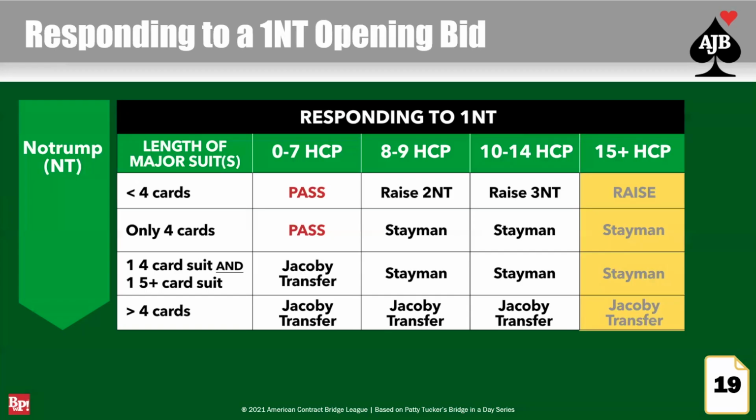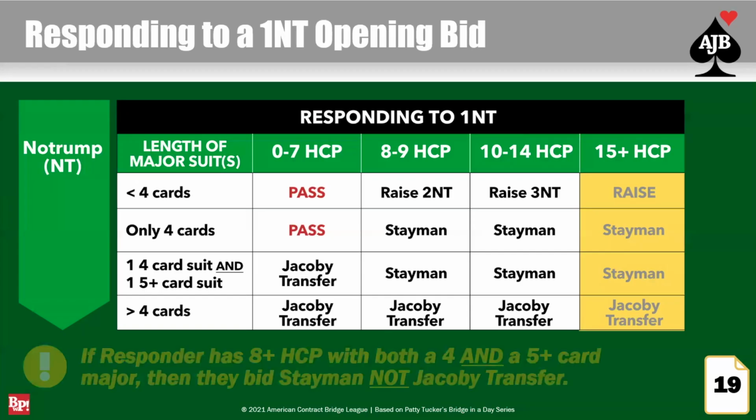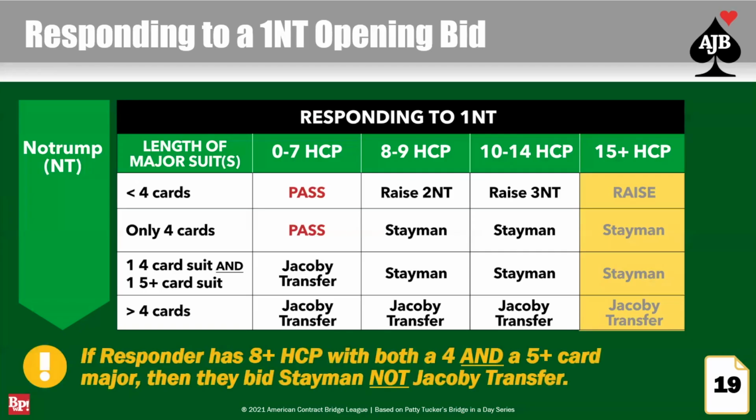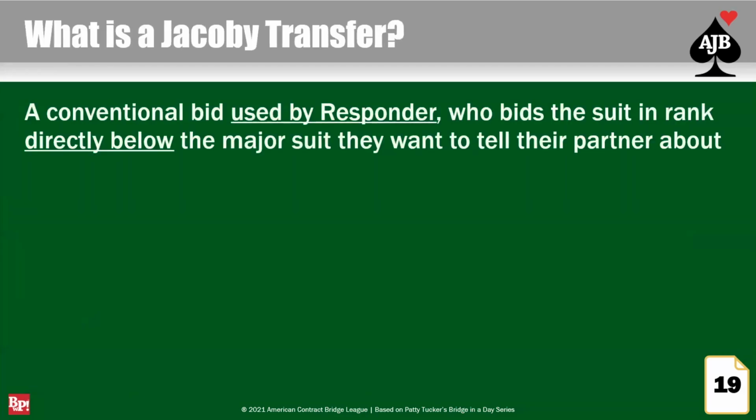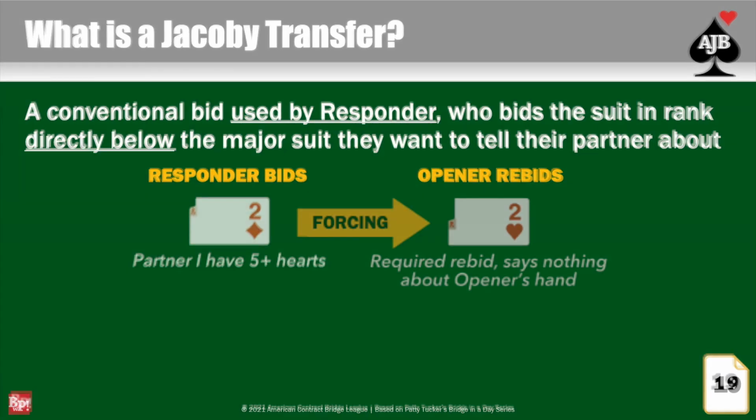We use Jacoby transfer when we have a 5-card suit or longer. But if we have a 4 and a 5, and Stayman's an option, we want to try that first. So let's see how it works. Jacoby transfer, again, is a conventional bid. It's used by a responder who bids the suit directly below the major suit they want to tell their partner about. The way it works is that your partner has opened one no trump.